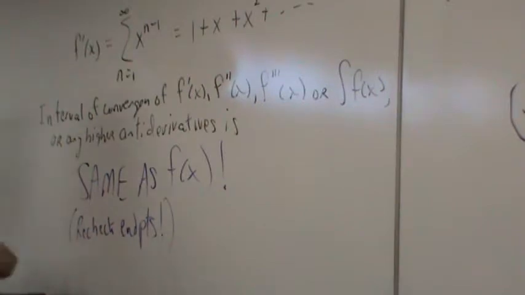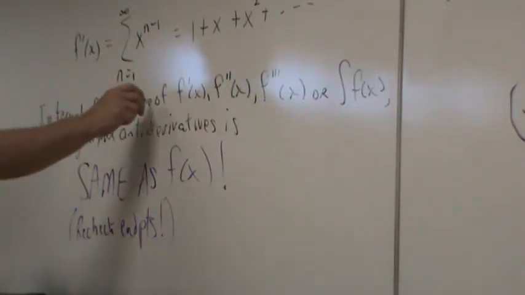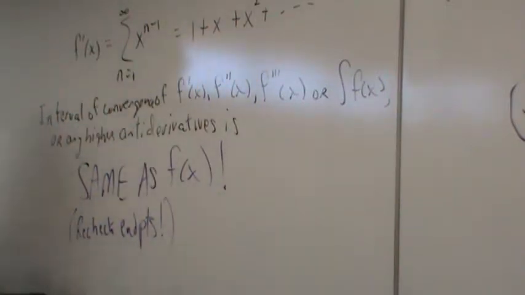Oops, I forgot to spell that word completely. Mr. Shane, on our test, if we write IOC for the interval of convergence, can we just write that? Yeah, whatever you want to do. I'm sure I'll understand it.